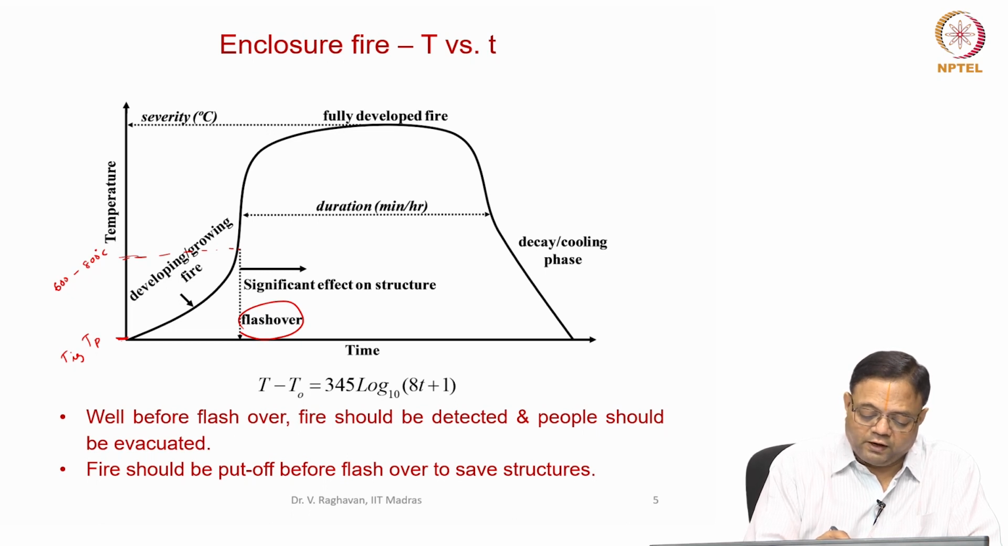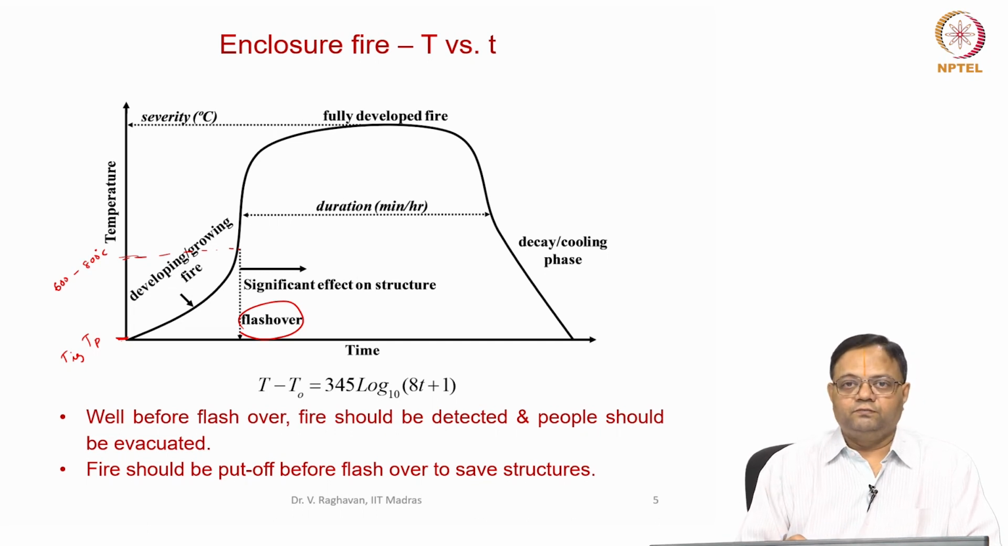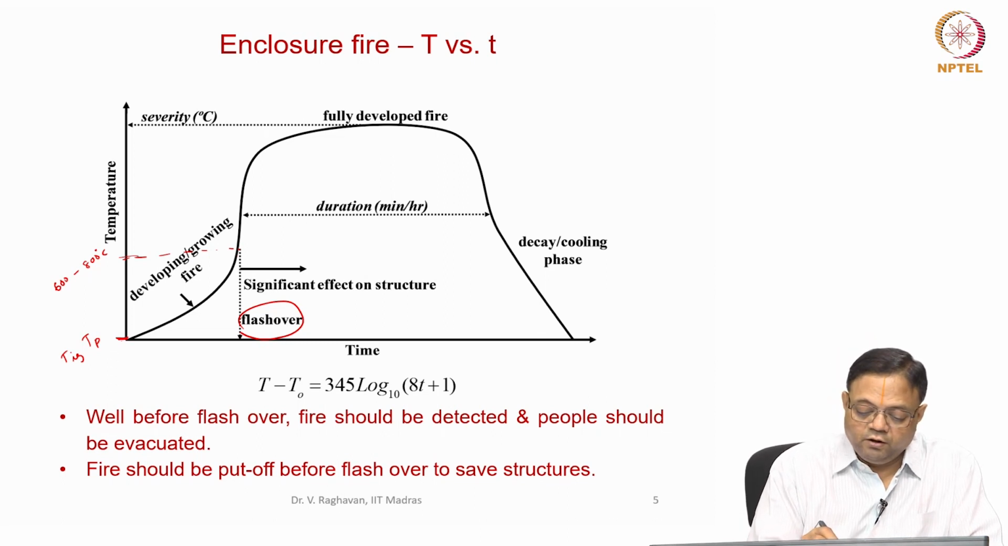You can see that the growth period is non-linear. That is, the slope is gradual here, then the slope also increases in the growth period itself. So, this is a non-linear growth period. If you say heat release rate or temperature, it varies as T square, you can say T power n, where n tends to 2. So, T square, this is the growth rate.